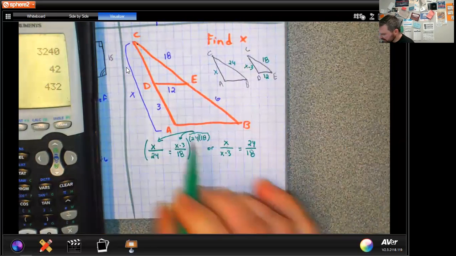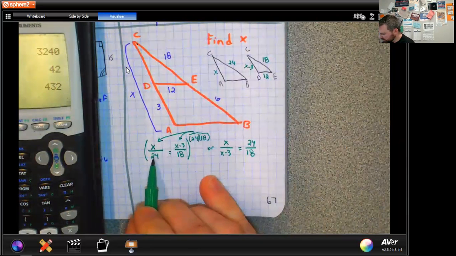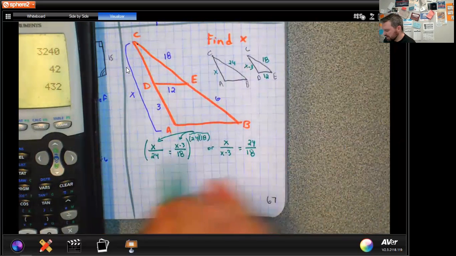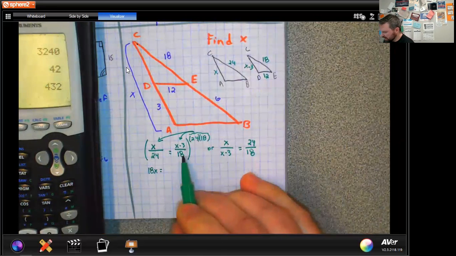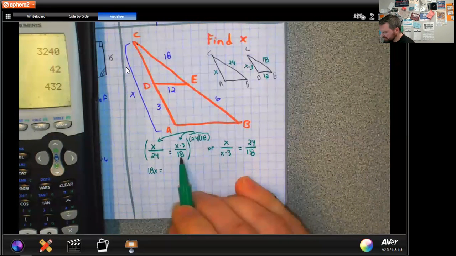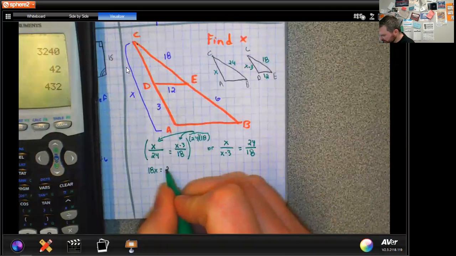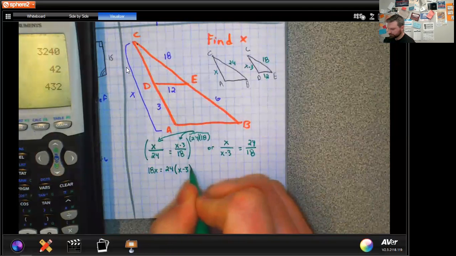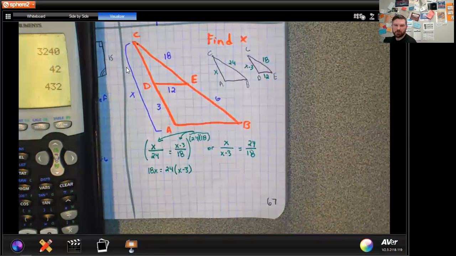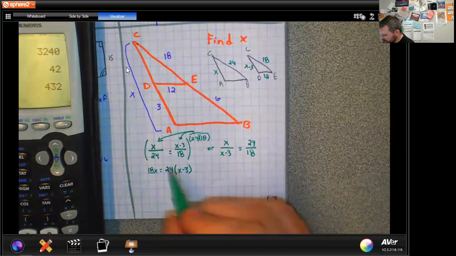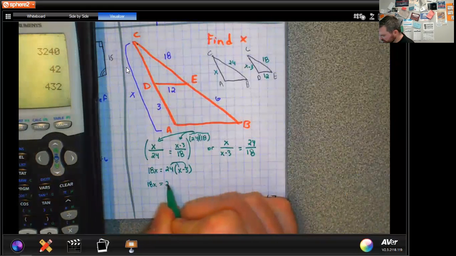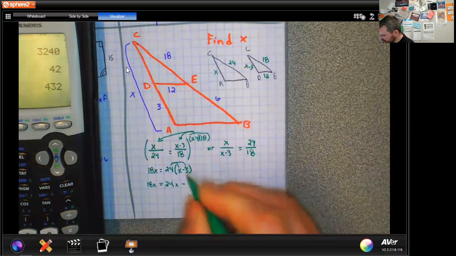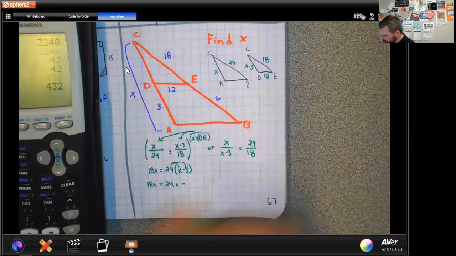Okay? So when I take this number divided by 24, my 24s cancel, and you get 18 times x. When I multiply here, I'm going to take 24 times 18 divided by 18. Your 18s cancel, and you have 24 times x minus 3. Okay, again, this is from algebra, maybe a little bit harder. We're going to distribute, so you get 18x equals 24x minus, let's see, 24 times 3, 72.